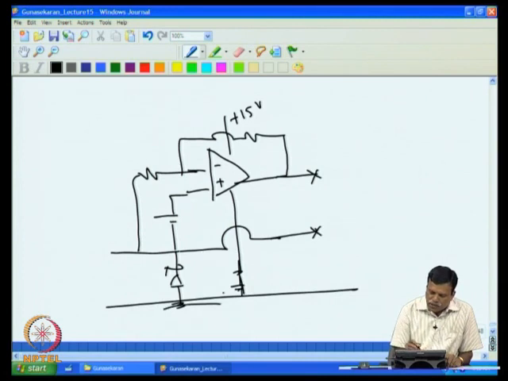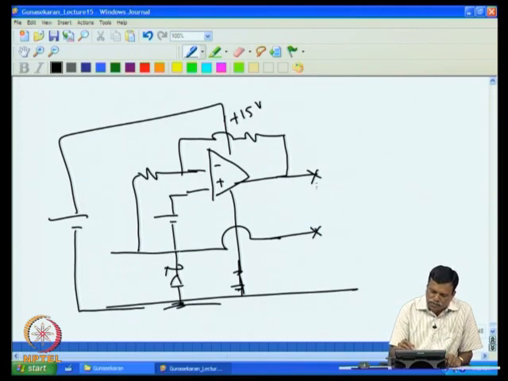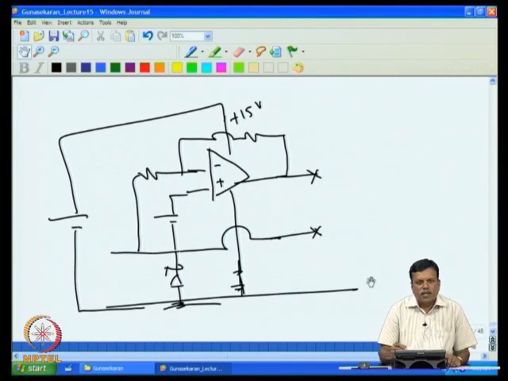This is the true ground, that plus 15 volt ground. The output is between these 2 points. That is, your measurement signal is with respect to this. So we have artificially created a local ground, and with respect to that, we are floating all our signals. This is one way of dealing with input and output voltage limitations when you are using a single supply.